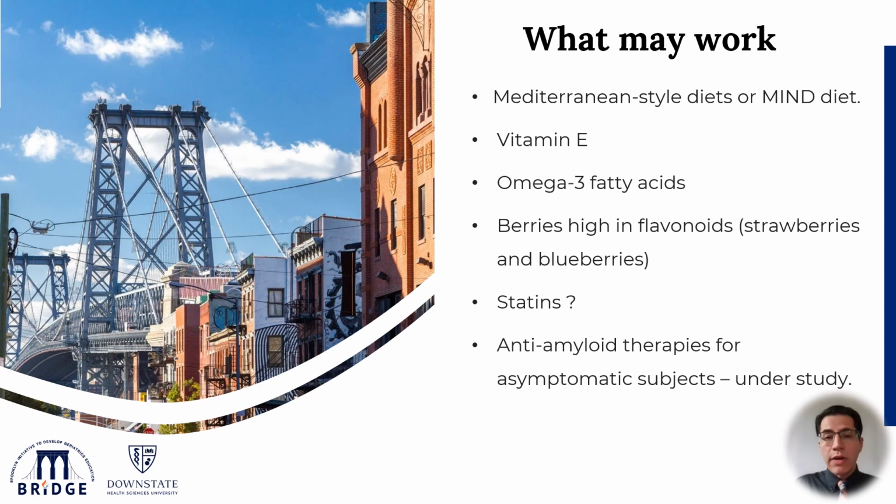And this is a list of some items that may help with cognitive decline in older adults, but they require more evidence to back them up. These include consuming Mediterranean diet, or the MIND diet, which is a mix between Mediterranean and DASH diet, vitamin E and omega-3 fatty acids, consuming berries such as strawberries and blueberries that are high in flavonoids, taking statins, and there are ongoing studies for the use of anti-amyloid therapies for asymptomatic subjects who have proof of amyloid deposition in their brain.